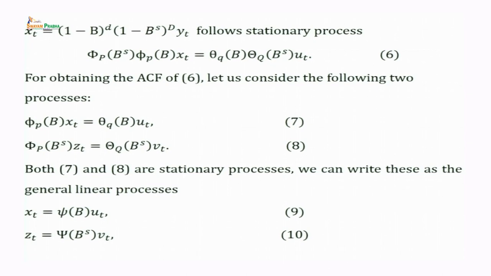And then for obtaining the ACF of this process, let us consider the following two processes, phi_p(B) X_t equal to theta_q(B) u_t and capital Phi_P(B^s) Z_t equal to capital Theta_Q(B^s) v_t. Then both of these are stationary processes, and then we can write these as general linear processes. So, we write 7 as X_t equal to psi(B) u_t and we write 8 as Z_t equal to capital Psi(B^s) v_t. We have written both of these processes as general linear processes, and this is possible because both of these processes are stationary.